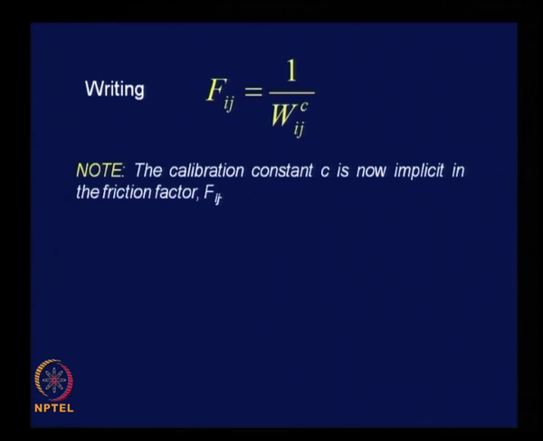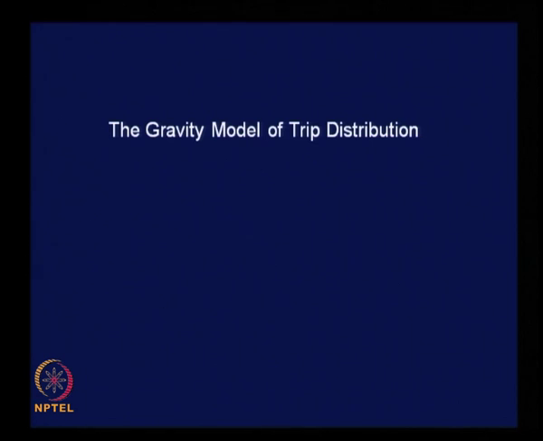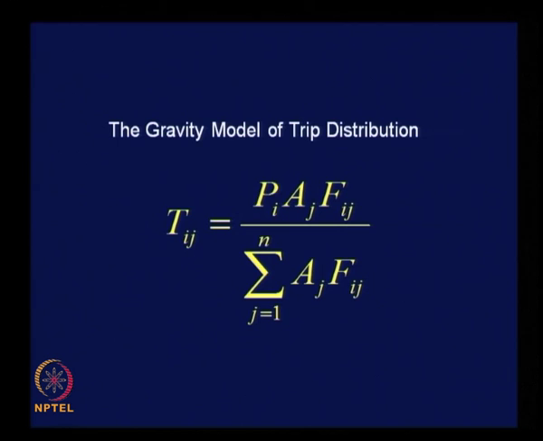Then using Fij instead of 1 by Wij raised to power c, we can write the previous equation in a compact form like this. Tij can be written as Pi Aj Fij divided by sigma j is equal to 1 to n Aj Fij, right. And so the gravity model of trip distribution can be remembered in this form.